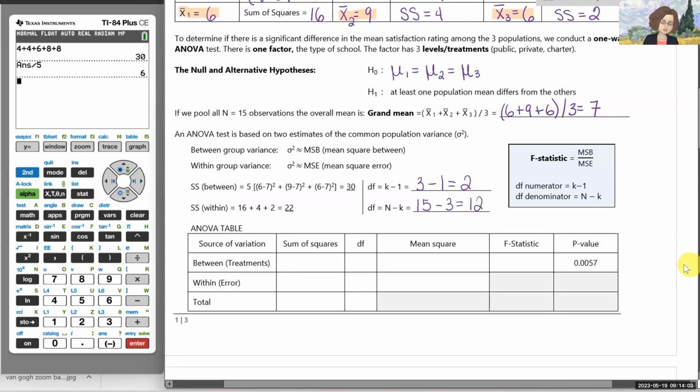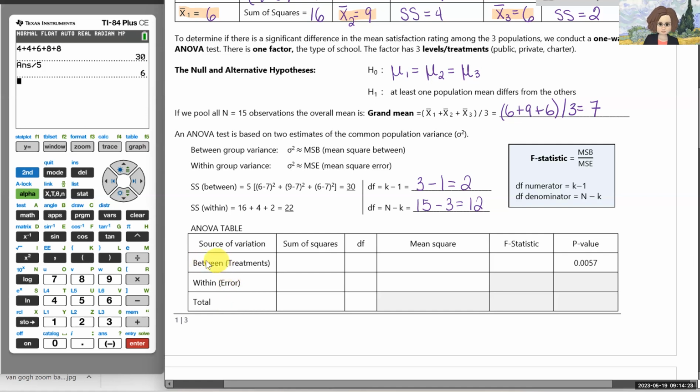The results of an ANOVA test are summarized in an ANOVA table. So this part at the bottom, our calculator is going to be able to do the whole thing for us without going into all the detail that I just did above. But again, just trying to give you a feel for the process. So let me fill in some of these values.